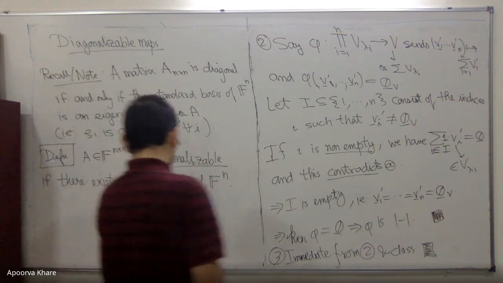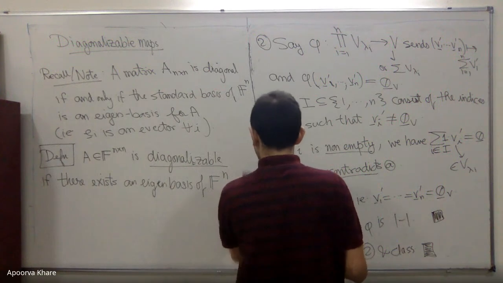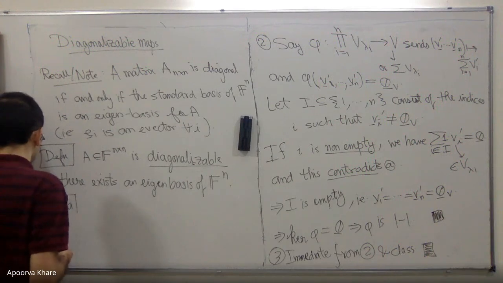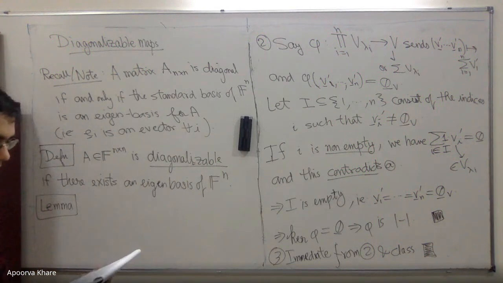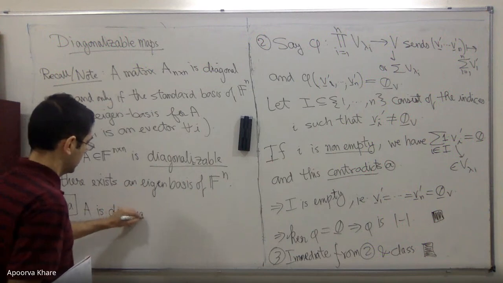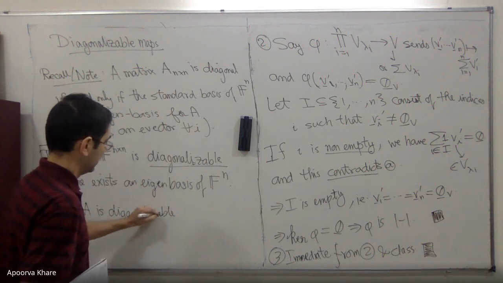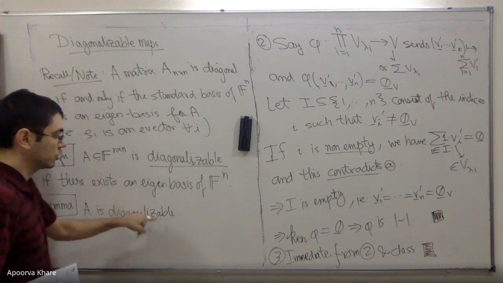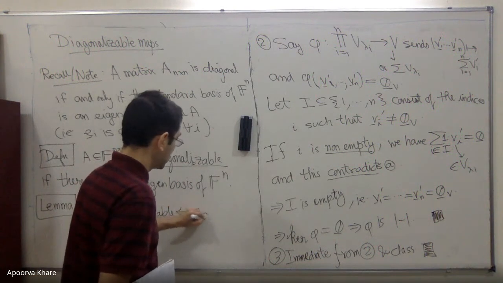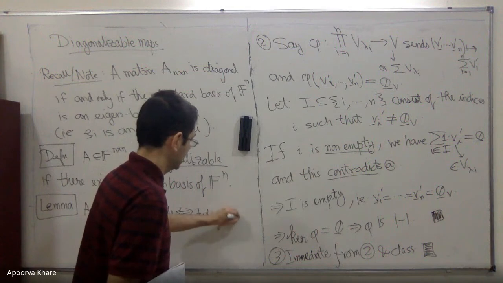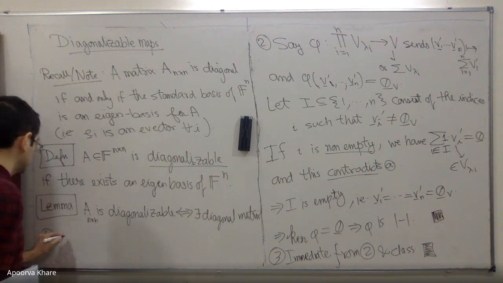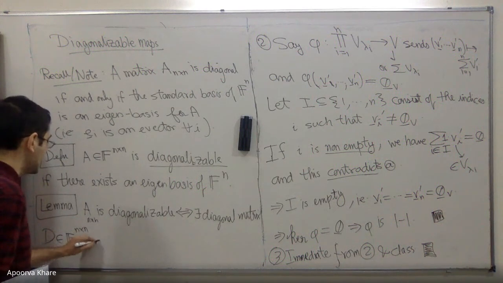So the theorem, or the lemma, or whatever, is: A is diagonalizable, and henceforth I will stop saying diagonalizable, I will say diag'ble, if and only if there exists a diagonal matrix D in F^(n cross n), so this is again n cross n obviously, and an invertible matrix P.